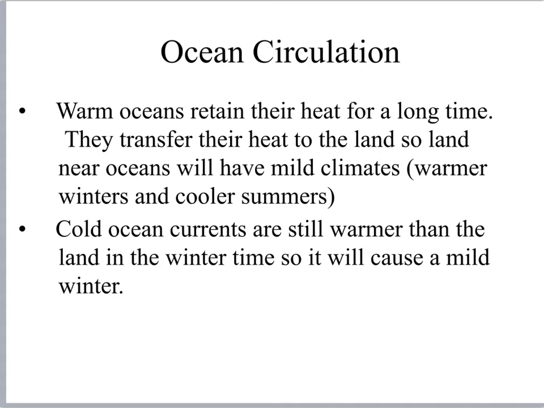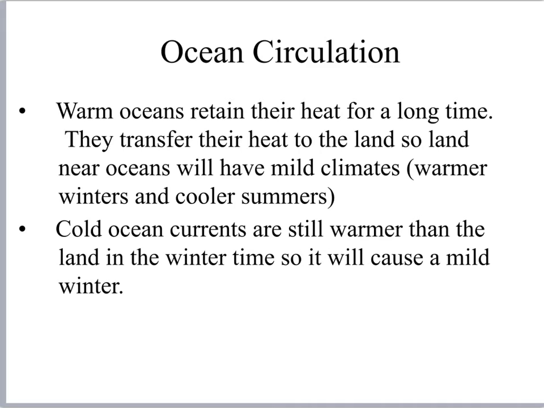Next, we're going to talk about ocean circulation. Remember, oceans and water have a high specific heat, which means they don't change temperature very easily. So if it takes a long time to heat up, it's also going to take a long time to cool down. So for coastal cities, especially in the temperate region, in the summertime, the water is going to be colder than the land. So it's actually going to cool the land down.